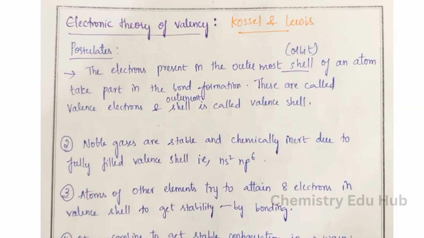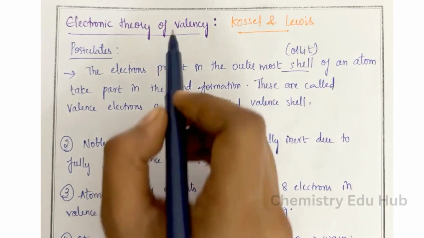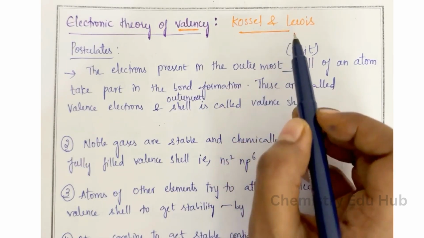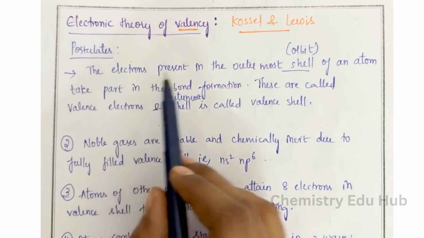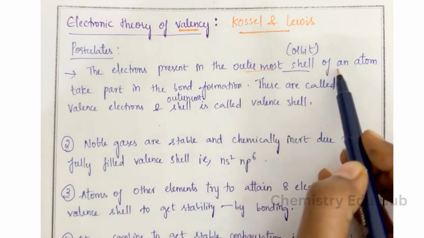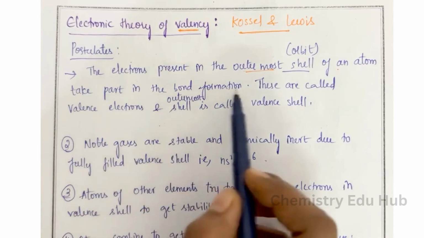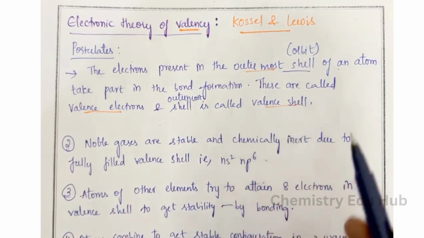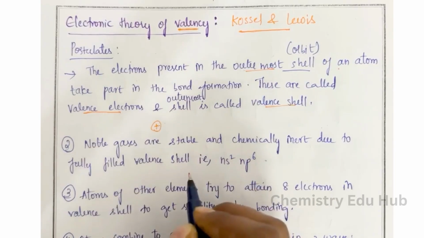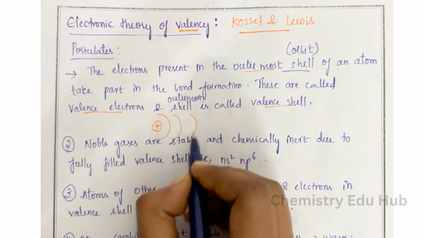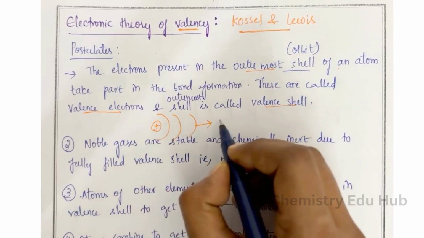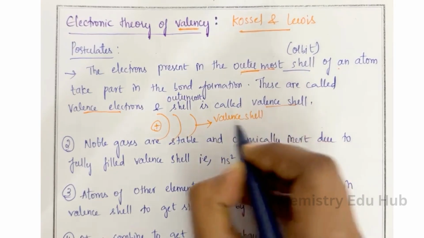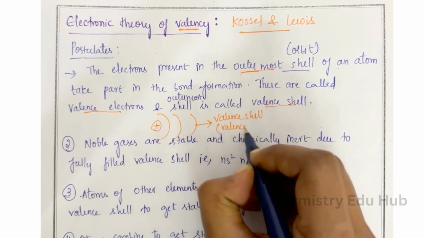Let us try to understand the electronic theory of valency, which explains the bonding with the help of valence electrons. This was proposed by two scientists, Kossel and Lewis. The postulates are: the electrons present in the outermost shell or orbit of an atom take part in the bond formation, and we call them valence electrons, and the outermost shell is called the valence shell. Suppose this is the nucleus of an atom. If there are 3 shells in an atom, the last shell is the outermost shell, called the valence shell, and the electrons present in it are called valence electrons.